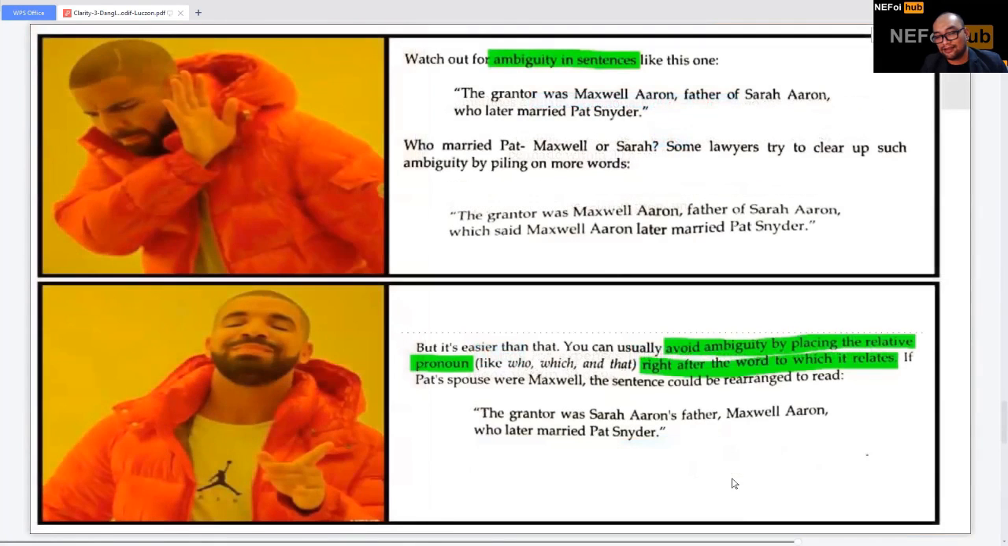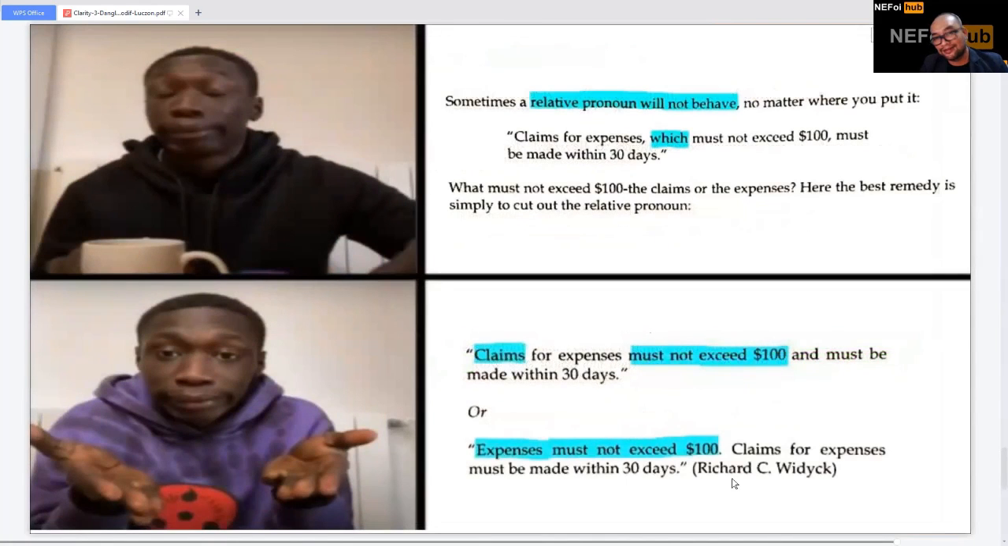Right. But sometimes, even relative pronouns can be problematic, no? They sometimes do not follow the rules that we've had before.